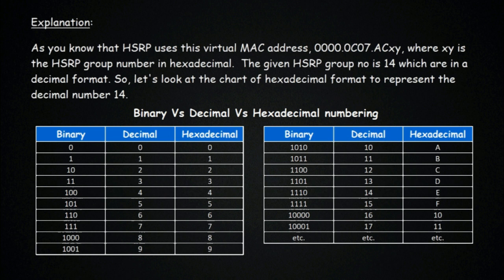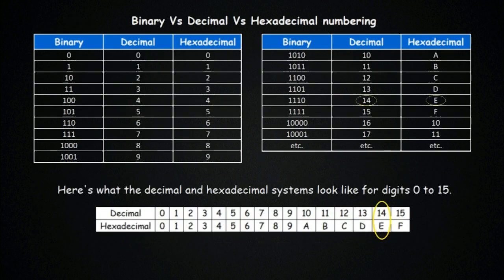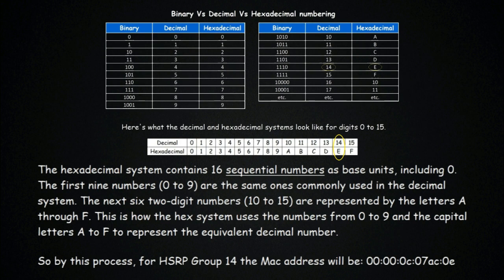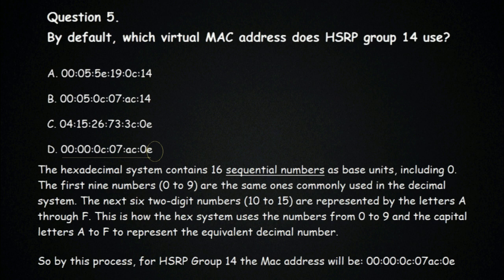So, let's look at the chart of hexadecimal format to represent the decimal number 14. The hexadecimal system contains 16 sequential numbers as base units, including 0. The first 9 numbers, 0 to 9, are the same ones commonly used in the decimal system. The next 6 two-digit numbers, 10 to 15, are represented by the letters A through F. This is how the hex system uses the numbers from 0 to 9 and the capital letters A to F to represent the equivalent decimal number. So by this process, for HSRP group 14, the MAC address will be 0000.0C07.AC0E.